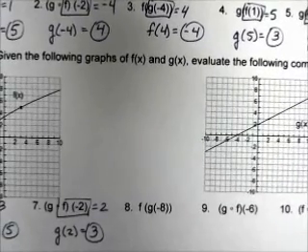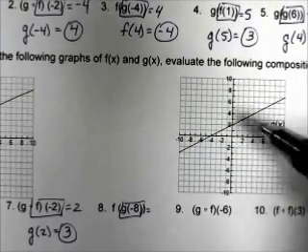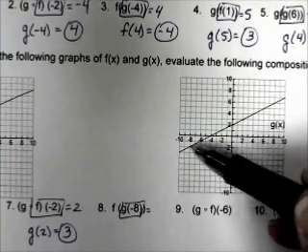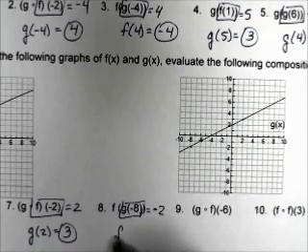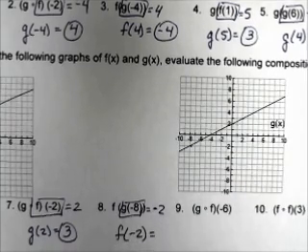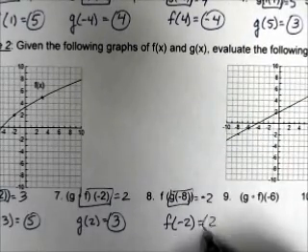F of g of negative 8. So we want g of negative 8. G of negative 8. Where's negative 8? Here we are. Y value is negative 2. And now f of negative 2 is 2.